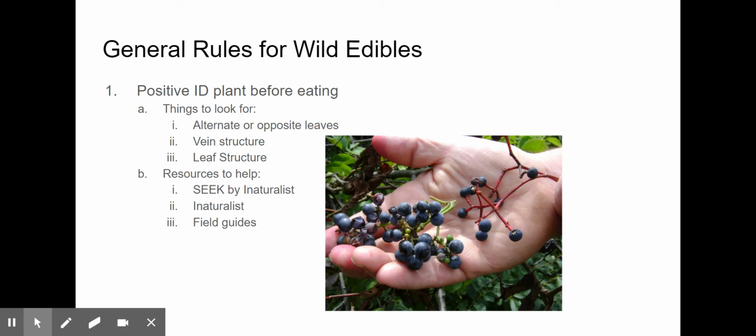So some resources. That Seek app that we talked about last week, that's really great. You just point your camera at some leaves or the fruit or the flower, kind of move it around until it can get you a positive ID down all the way to the species. The iNaturalist app itself, you take a picture and upload it, and it'll give you suggestions to what it could be. And then some field guidebooks that we have here on campus that you can check out and look at as we go through our unit. So positive ID is going to be super important for us. We don't want to eat anything that is either an irritant or can do some damage to our digestive system.